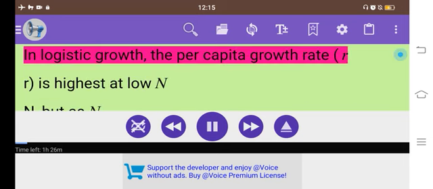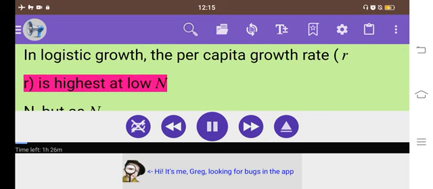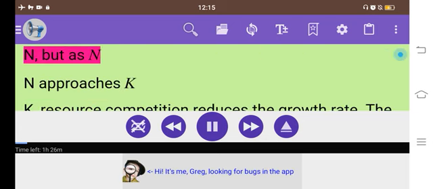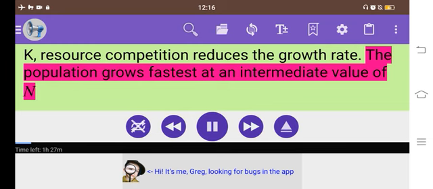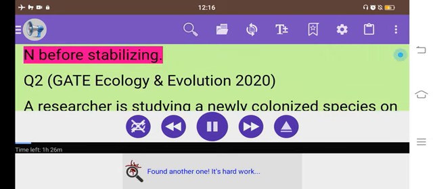Explanation. In logistic growth, the per capita growth rate r is highest at low N, but as N approaches K, resource competition reduces the growth rate. The population grows fastest at an intermediate value of N before stabilizing.